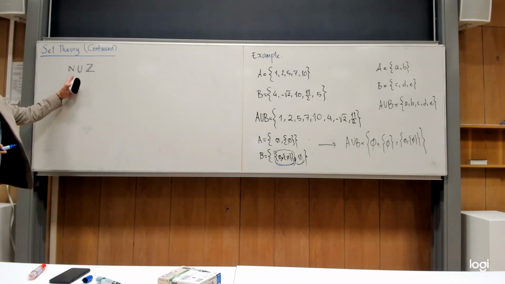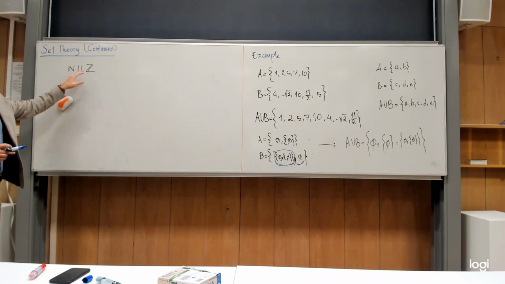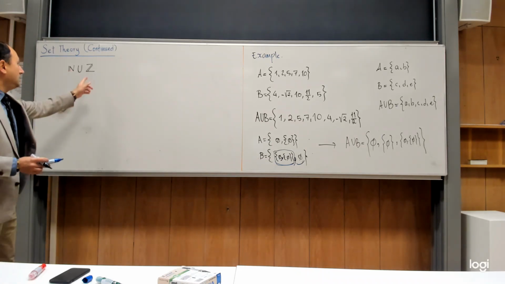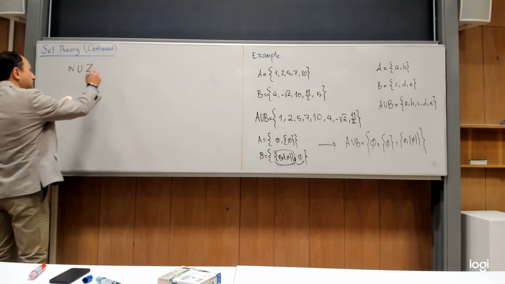This is Z. Do you agree? If I union N with Z, it becomes Z itself. Is that right? Because Z already includes whatever is inside N.